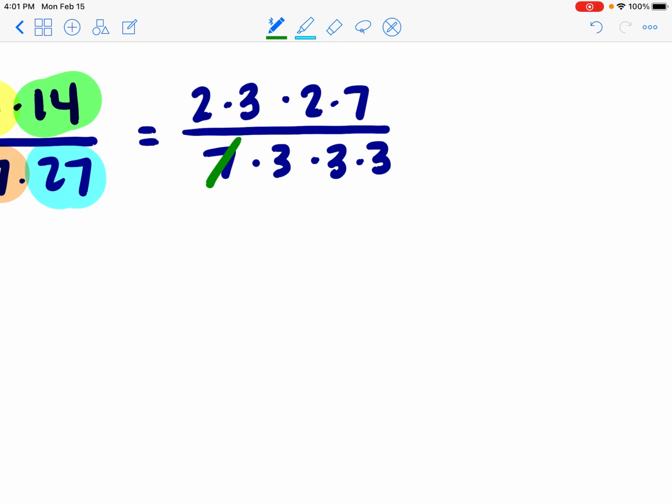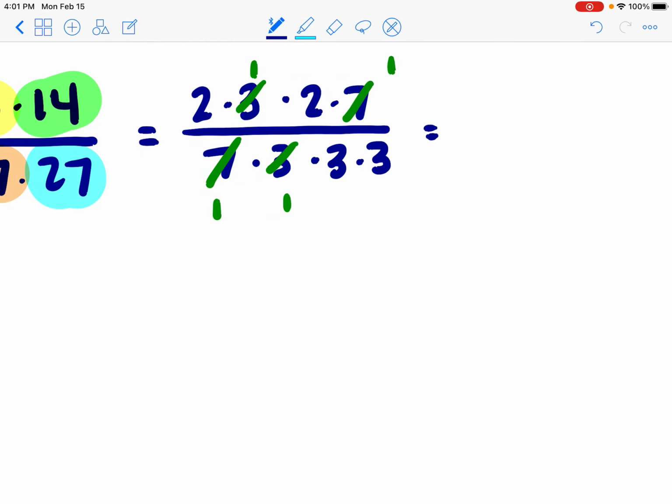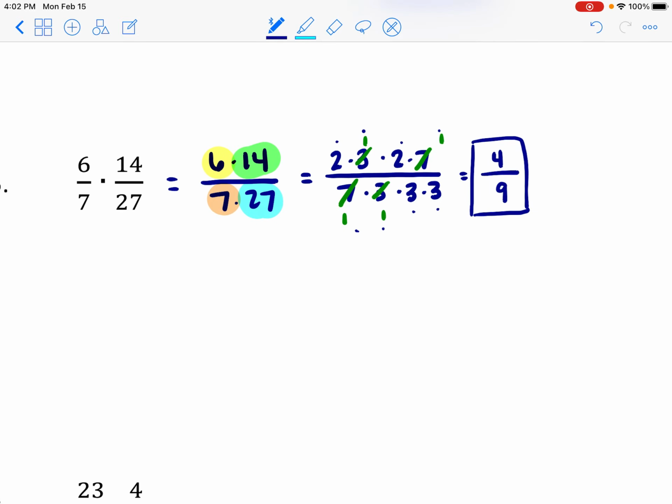So I know that the 7 divided by 7 is going to reduce to a 1. And I know that a 3 and a 3 is going to reduce to 1. And I don't see anything else in common, which means now we can multiply and get our result in its simplest form. So 2 times 1 times 2 times 1, well, that's going to be 4 in our numerator. And 1 times 1 times 3 times 3 is going to be 9 in our denominator. And 4 and 9 have no common factors, which means 4/9 is going to be my simplest form.